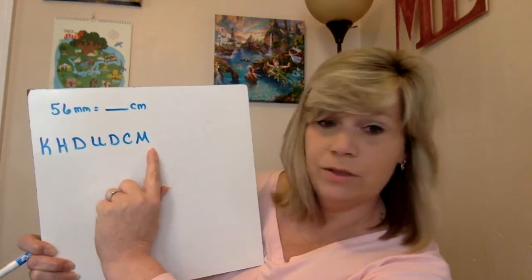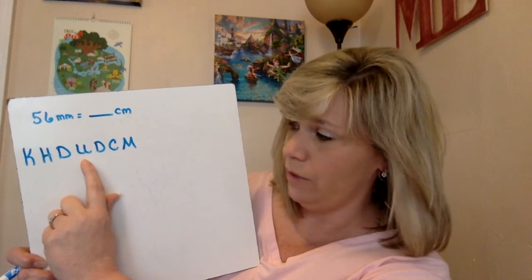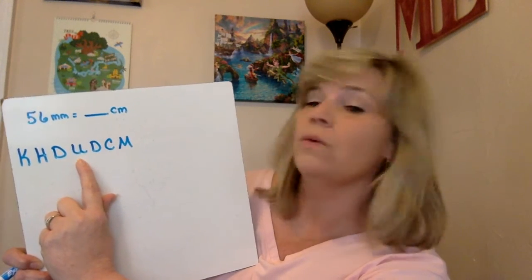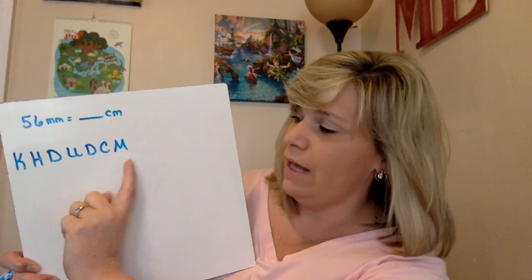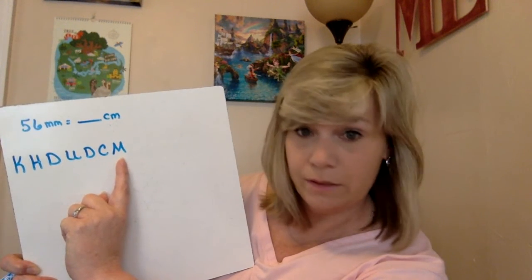I'm going to do that again because you couldn't see the K. Kilo, hecto, deca, unit. So that's our meters, liters, or grams. Deci, centi, milli. Now be careful. That does not stand for meters. In fact, I'm just going to go ahead and put milli here because that's the trickster.